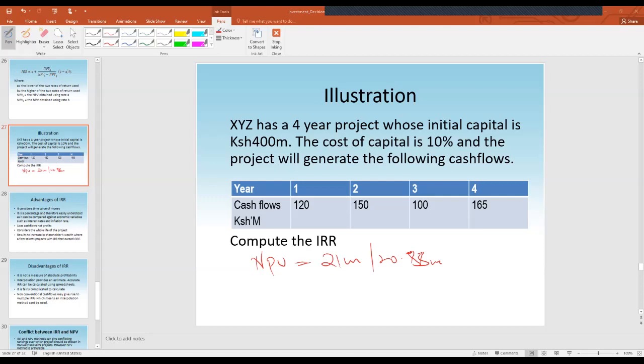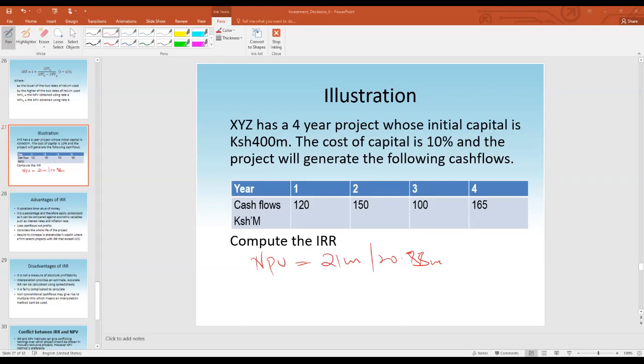We have discounted these cash flows at 10%, where we got an NPV of 21 million. We wanted an NPV equal to 0. Don't forget, we want to get the IRR. So what would be the discount rate we can use that is going to give us an NPV equal to 0? So we make a trial, the trial and error method.